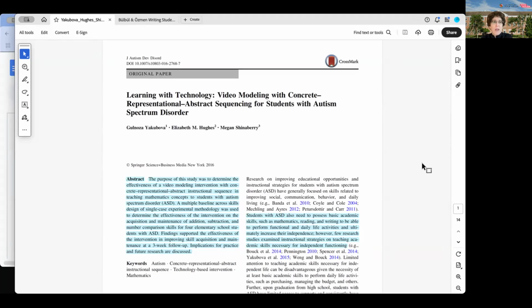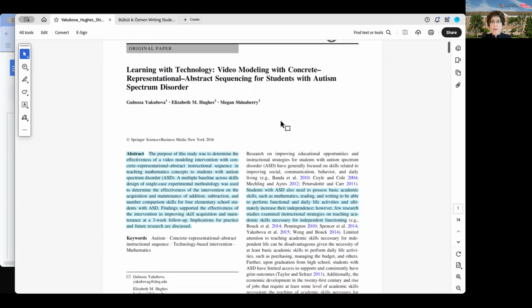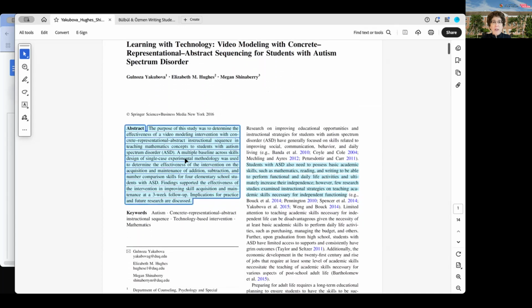One article is written by a colleague at the University of Maryland named Golnoza Yakubova and other folks. This is not the most current paper of hers, but it's a wonderful paper. I really love talking about it because it's such a great article. She did video modeling, which in itself is evidence-based, and she used the CRA approach for students with autism spectrum disorders. In the article, I've highlighted some things in blue because they're the main ideas, and then I have highlighted in yellow things that are not quite as important, some of the details.